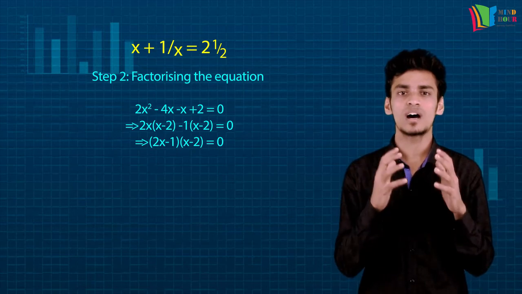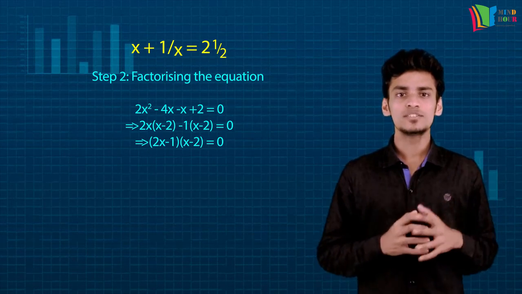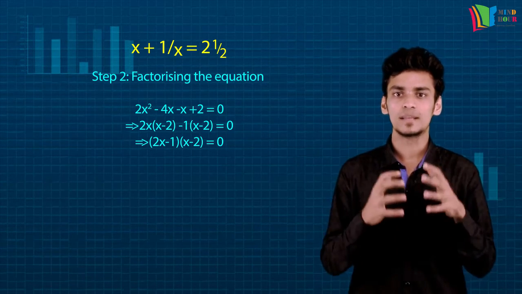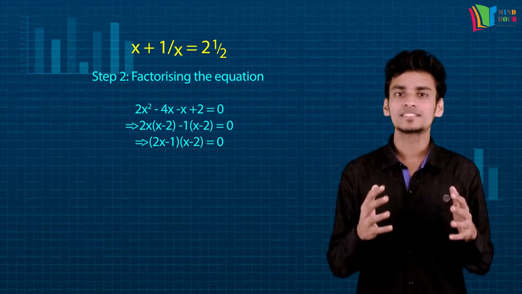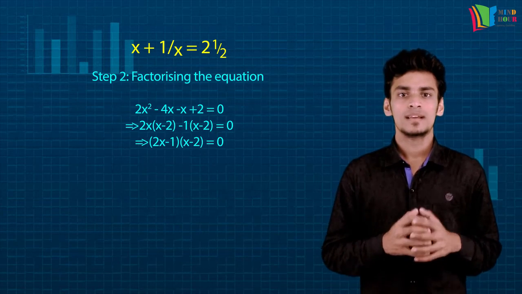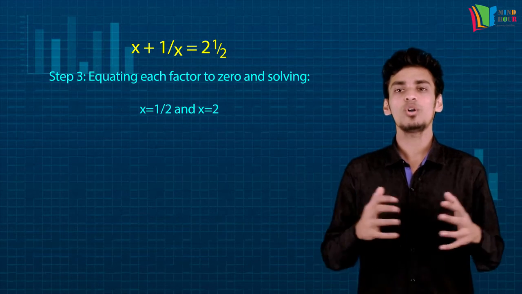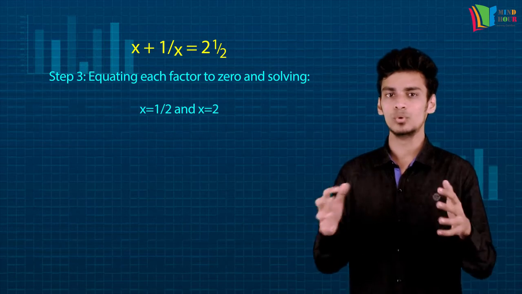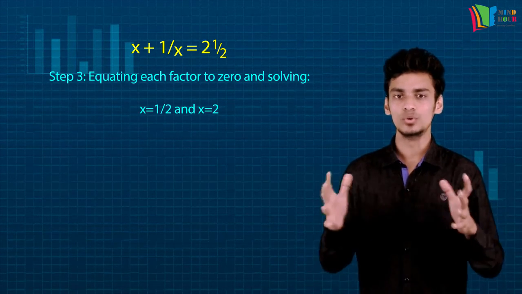Our next step is to factorize the quadratic equation. On factorizing 2x² - 5x + 2 = 0 using the splitting the middle term method, we get (2x - 1)(x - 2) = 0. Next step is to equate each factor to 0 and solve. On solving, we get the solution as x = 1/2 and x = 2. Therefore, the solutions of the quadratic equation are 1/2 and 2. Let's move on to the next problem.